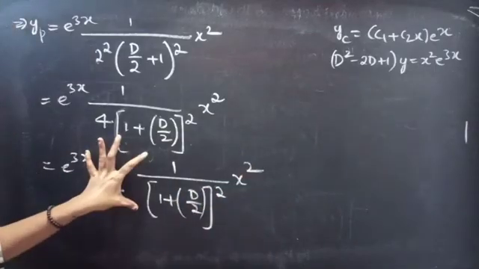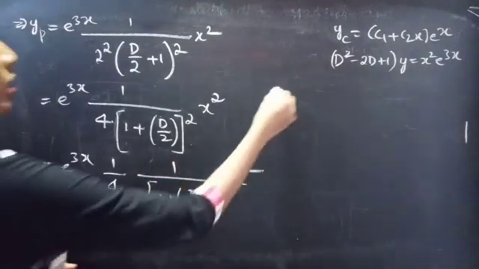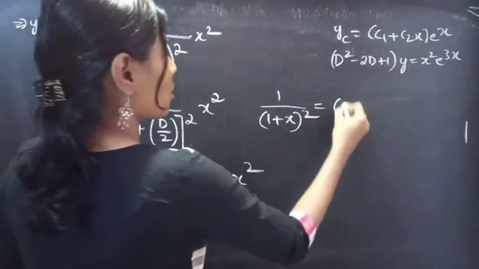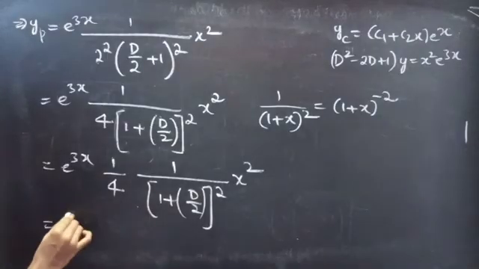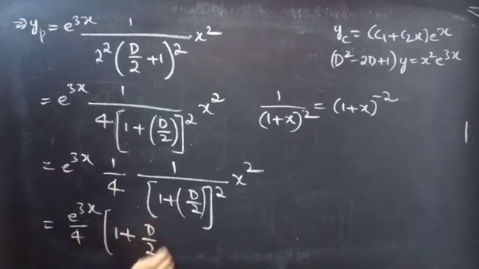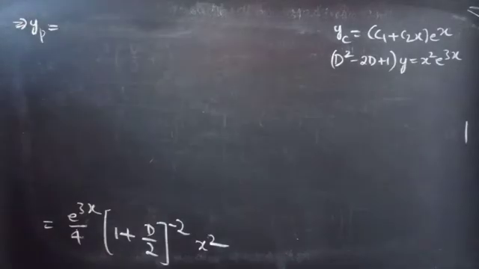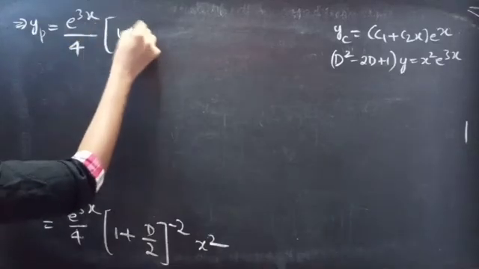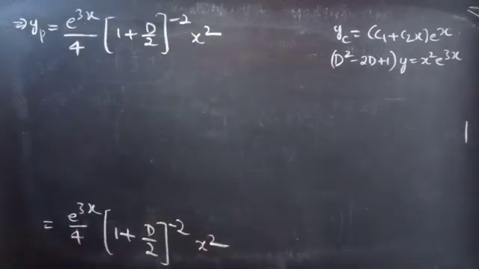Okay. If you notice, in the second fraction we are having 1 by 1 plus d by 2 whole square, which is of 1 by 1 plus x whole square form, right? We can write it as 1 plus x whole power minus 2, right? Then this becomes e power 3x by 4 into 1 plus d by 2 whole power minus 2 into x square. Now we have e power 3x by 4 into 1 plus x power minus 2 into x square.